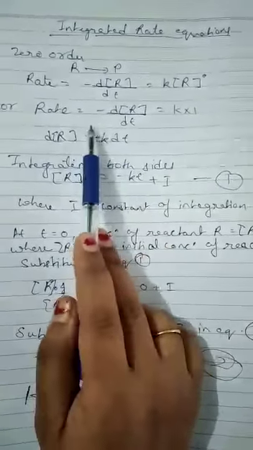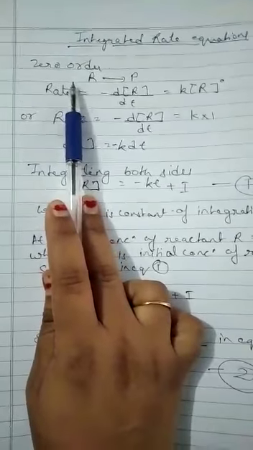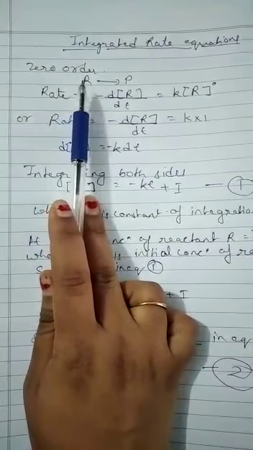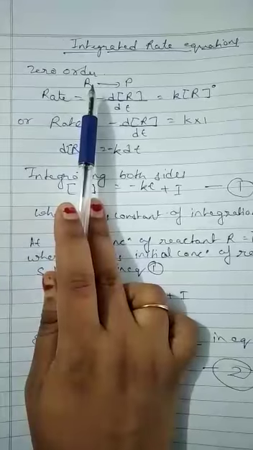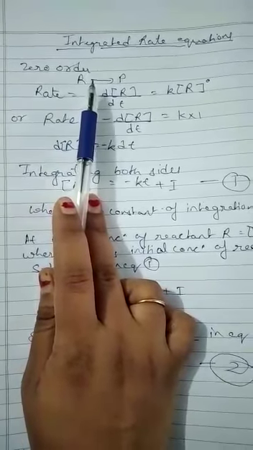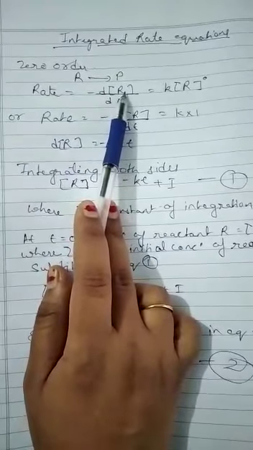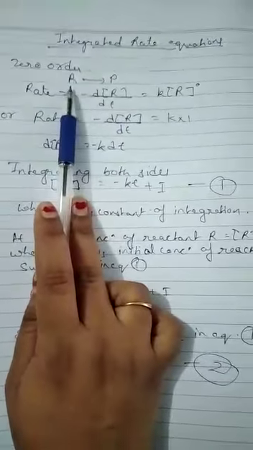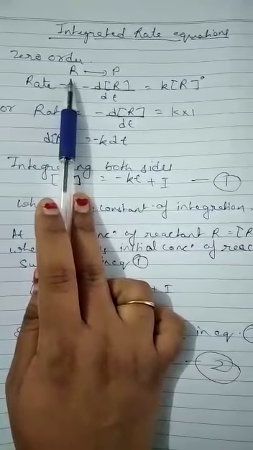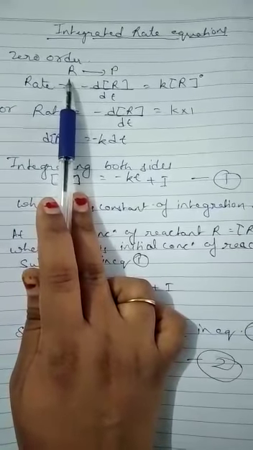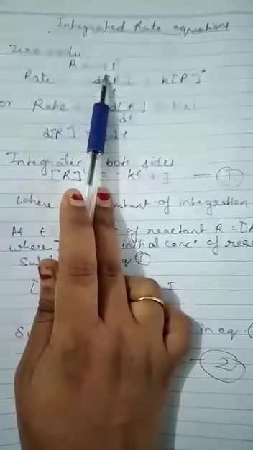Okay, so first of all, for zero order. Zero order means the rate of the reaction is proportional to zero power of the concentration of the reactants. Okay, so first of all, consider this reaction. Here R represents your reactants and P is your product.